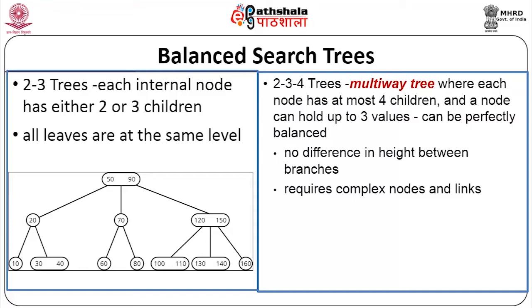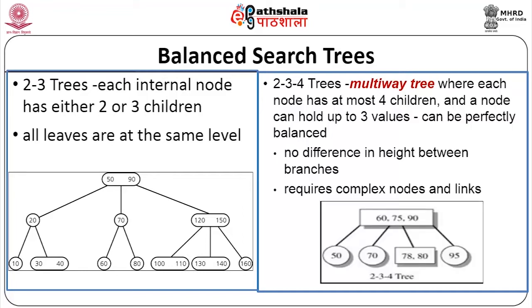It requires complex nodes and links, that is one of the issues. This is an example of a 2-3-4 tree, where you can see the number of values a node holds is 3, and the maximum number of children it can have is 4. But we are going to look at 2-3-4 trees only in the next module. Now, we are going to look more in detail at 2-3 trees.